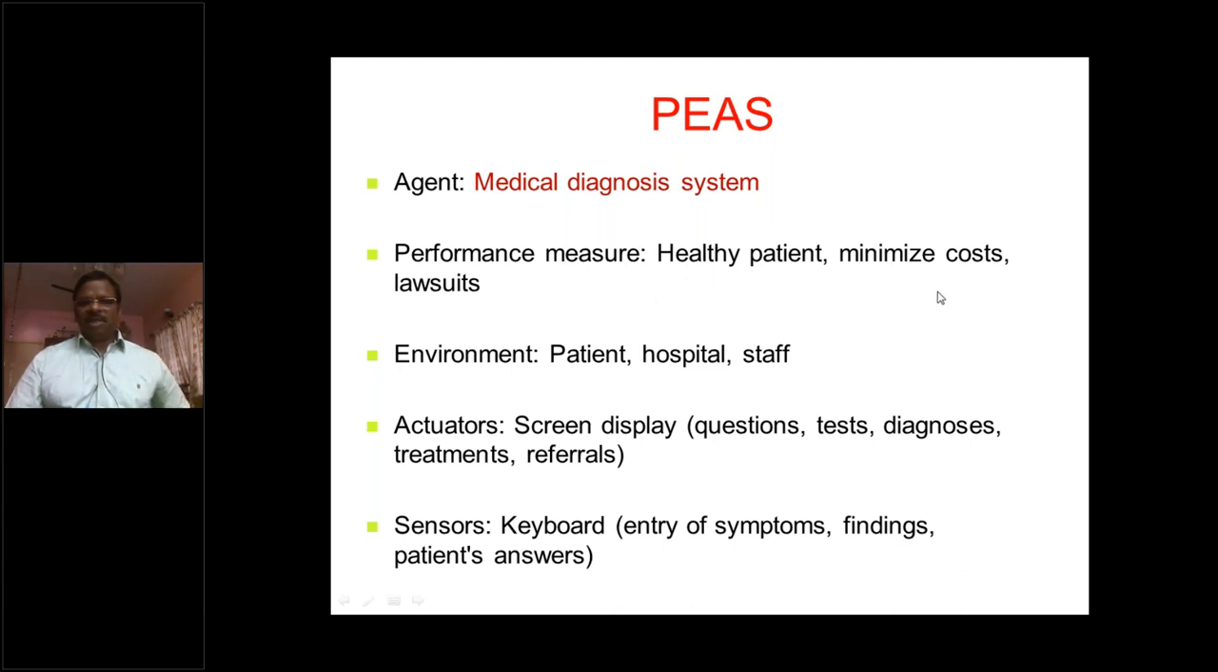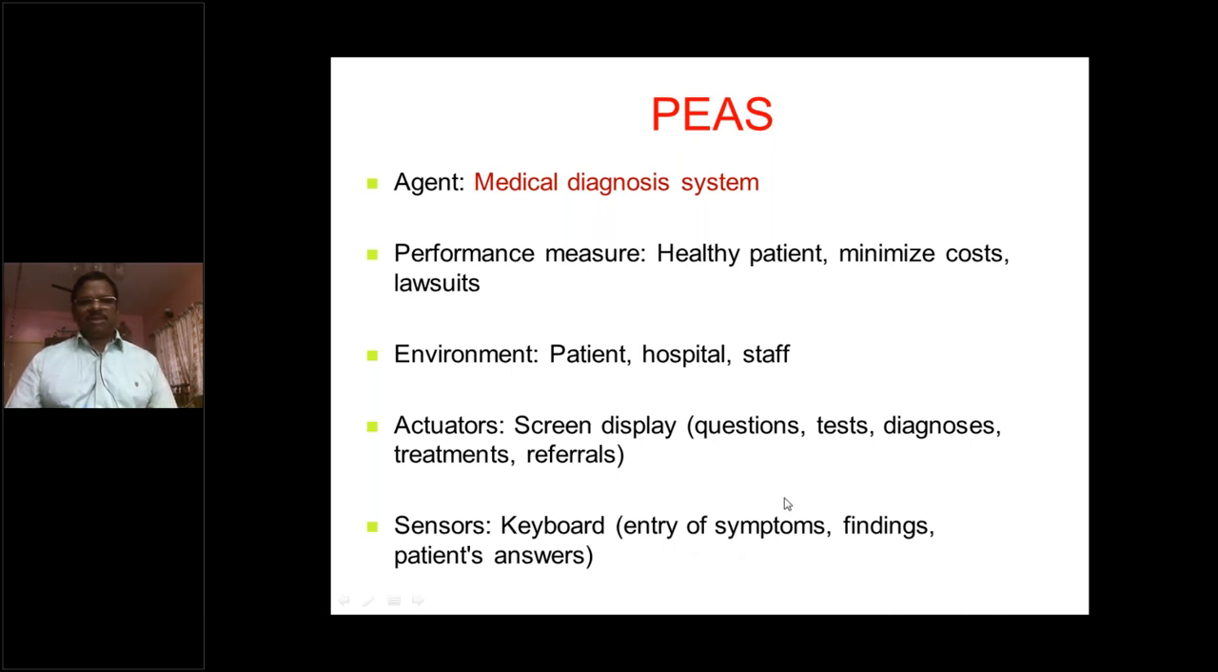Healthy patient or not, minimize cost. What is the environment? Patient, hospital, staff. Actuators: screen display, questions, tests, diagnosis, treatments. What are the sensors? Keyboard entry of symptoms, findings, and the patient's answers.